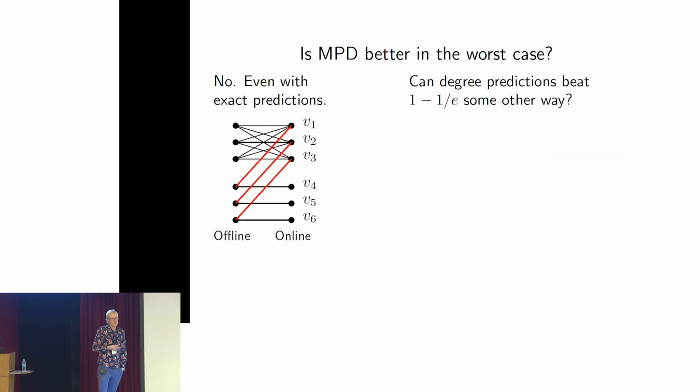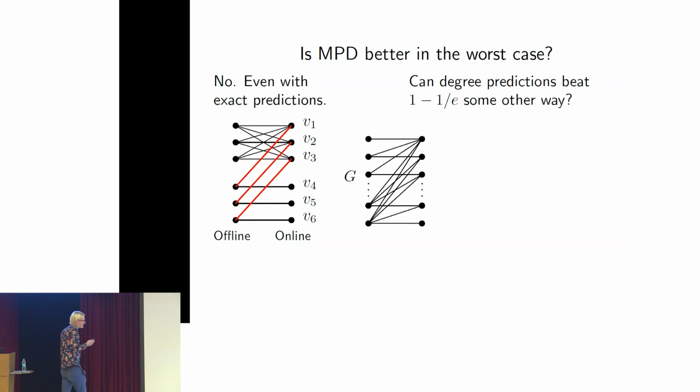You could also ask, okay, we don't have to use minimum predicted degree. We could do something else with these degree predictions. This may not be the right way to do it. So can we somehow beat 1 - 1/e in some other way? And the answer is again no.